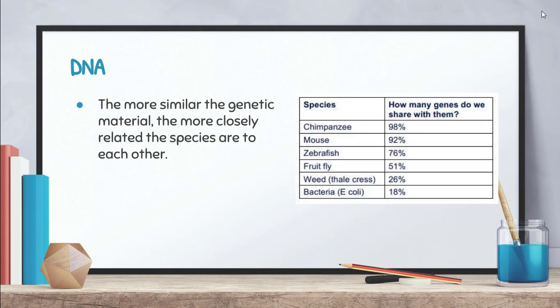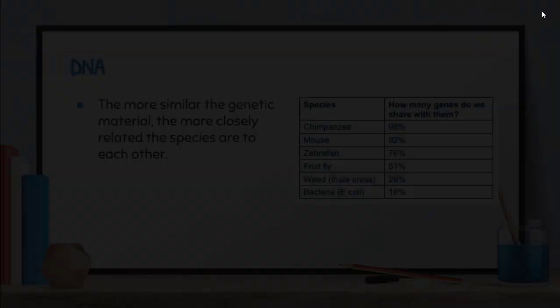DNA, which is our word of the video as well, so make sure you write that down. The more similar the genetic material, the more closely the species are related to one another. So we can see here that humans share 98% of their DNA with chimpanzees. And that's not because humans evolved from chimpanzees or anything like that. It just means that they share a more recent common ancestor than, say, humans and mice or humans and zebrafish. Okay? We'll explore a little more of this as we move on.